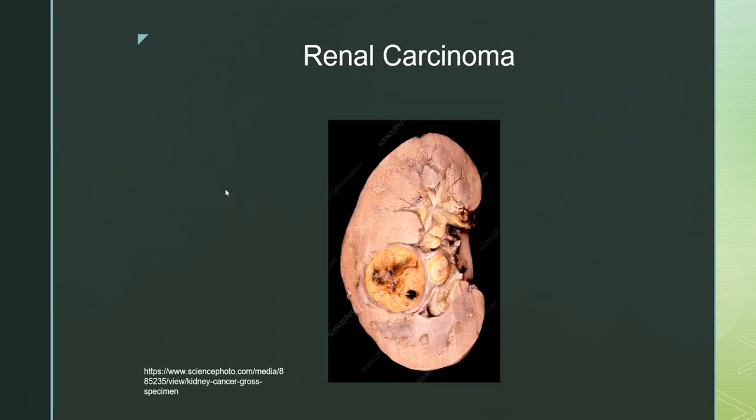So here are some pictures of some renal carcinoma. You can see the giant tumor here, and the tumor has actually spread into the calyces of this kidney. This is a great picture because you can actually see the differentiation between the normal kidney tissue and the renal cell carcinoma.